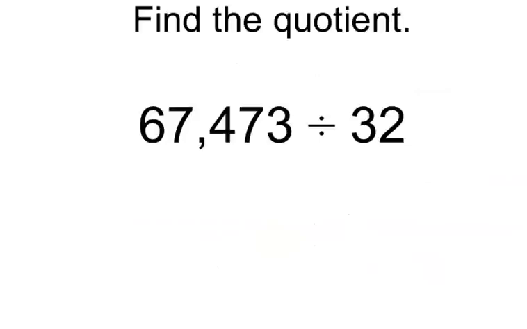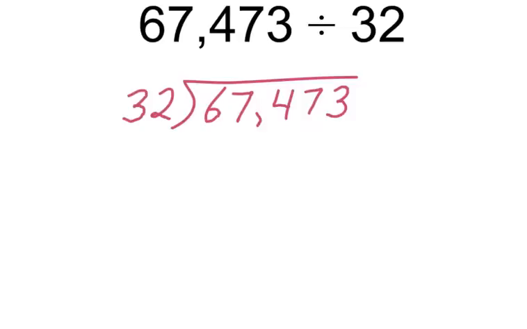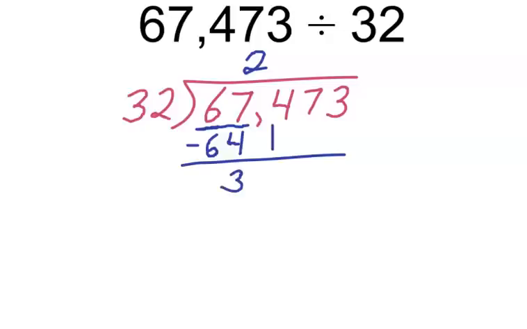Okay, they are asking us to find the quotient, which means I'm going to need a little more room. I'm going to go ahead and scooch it up, and we'll work on it. All right, so can 32 go into 6? Nope. So can 32 go into 67? Yeah, it can go into it twice. 32 times 2 is 64. We're going to write that there, subtract that out. 7 minus 4 is 3. Bring down the 4.